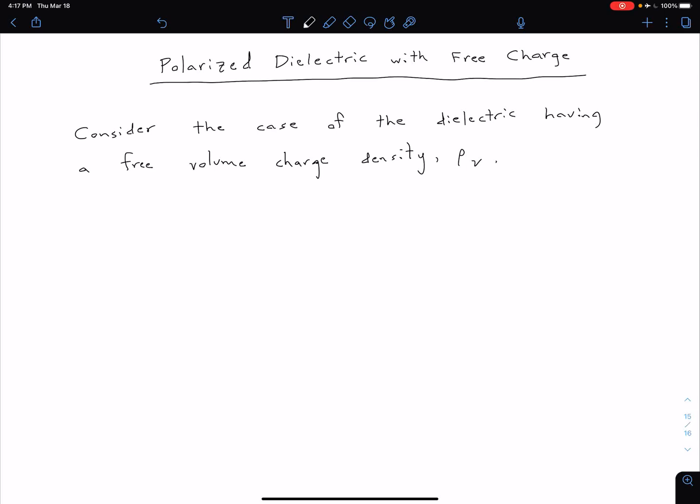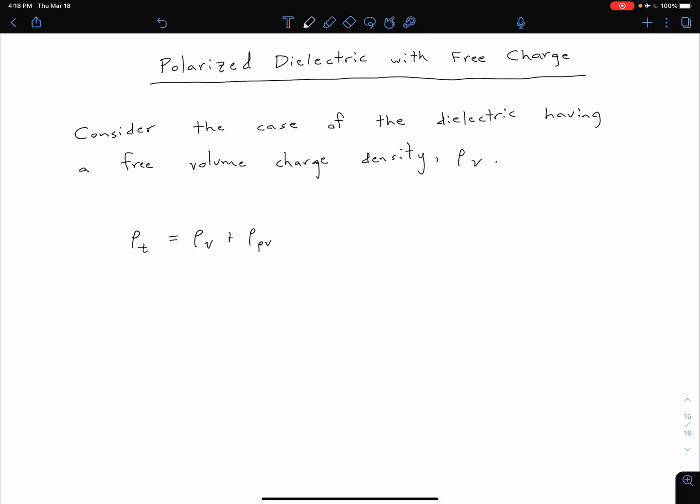We're now going to consider what happens if we add some free charge into our polarized dielectric. So if we have some free volume charge, rho sub v, in addition to our bound volume charge, or our polarization volume charge, then we'll have some total charge density, rho sub t, which is equal to the sum of the two. So we have our free volume charge plus our bound volume charge, rho sub pv.